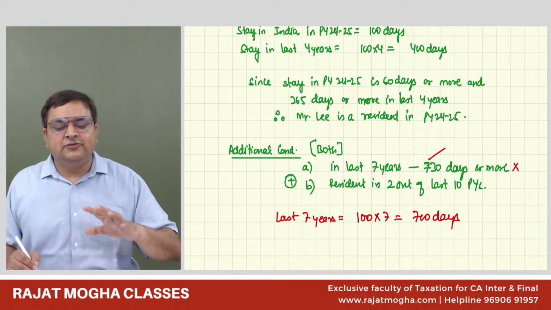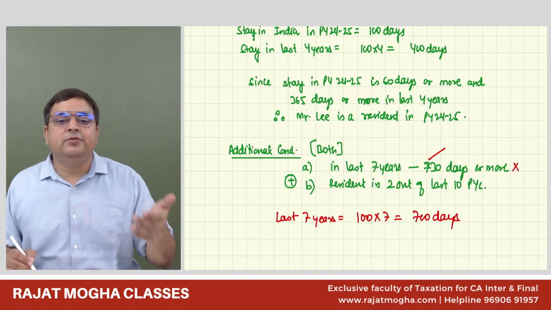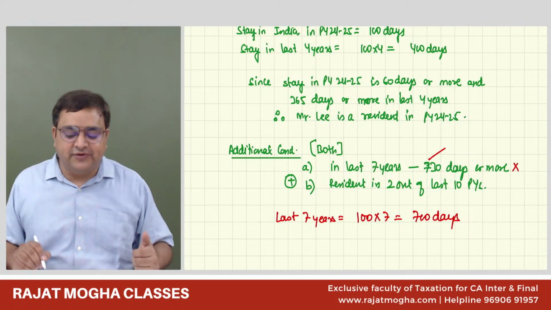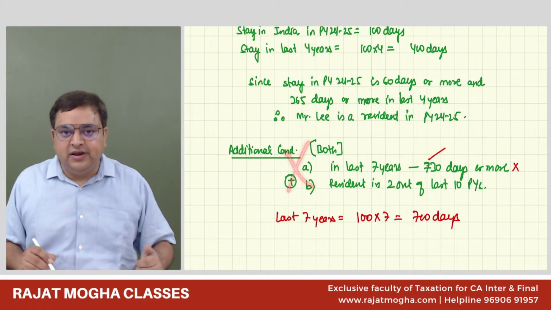Should I check the second also now? No. There is no requirement to check the second because I need both of them to be satisfied together. If any one of it is not satisfied, it means that he is not an ordinary resident.